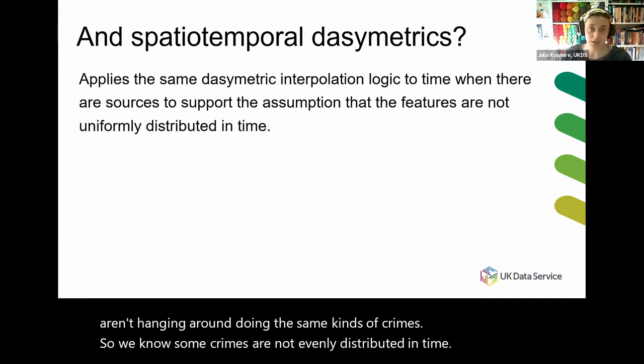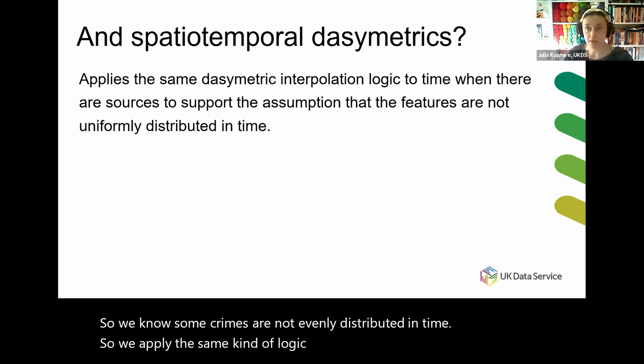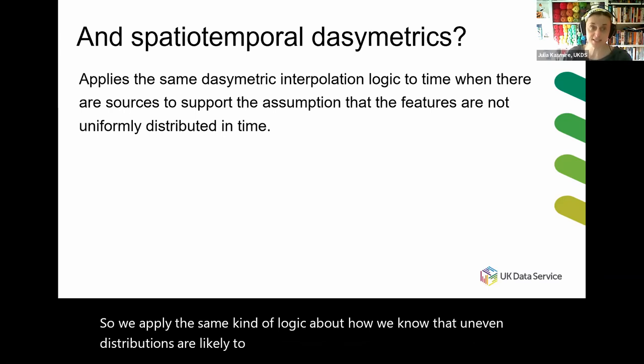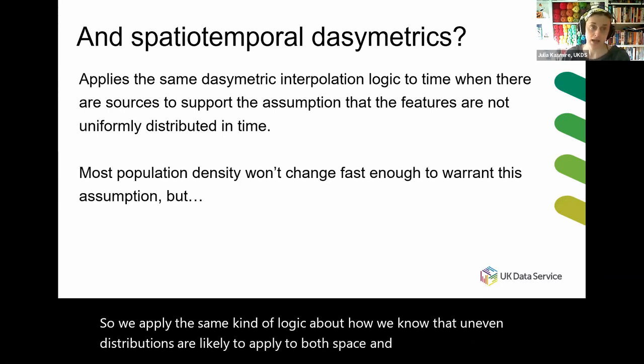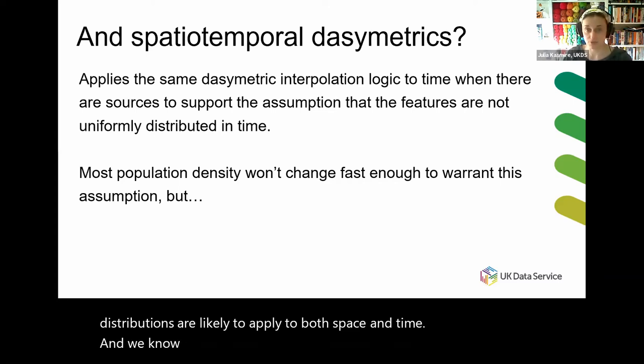So we apply the same kind of logic about how we know that uneven distributions are likely to apply to both space and time. And, you know, we know that population density, for example, doesn't necessarily change between summer and winter in a place like Manchester.